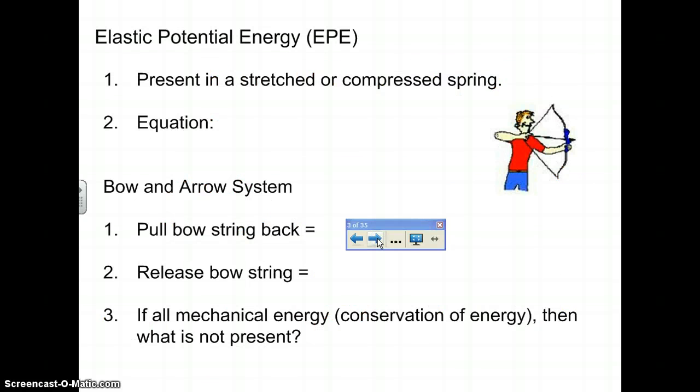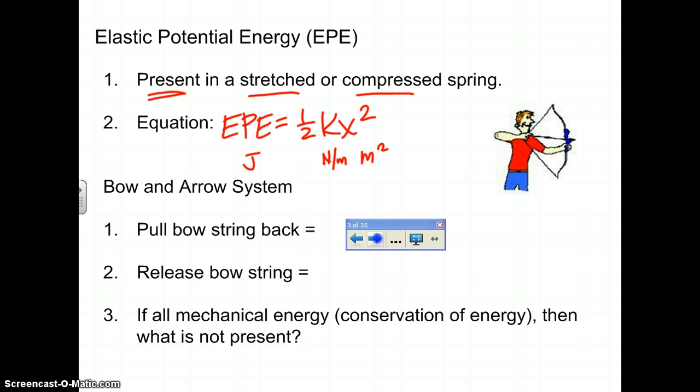Okay, next here we have elastic potential energy. Elastic potential energy is also known as EPE. It is present in a stretched or compressed spring, string, bungee cord, etc. I'm just using the word spring there. The equation that you're going to want to use, this should be a recap: EPE equals 1/2 kx squared. I don't think we need to go over that again, but you do have joules, you do have newtons per meter, you do have meters squared.